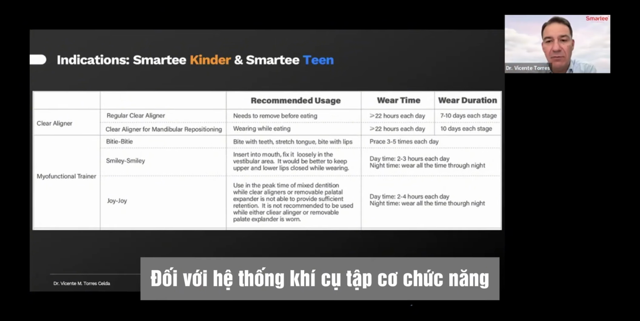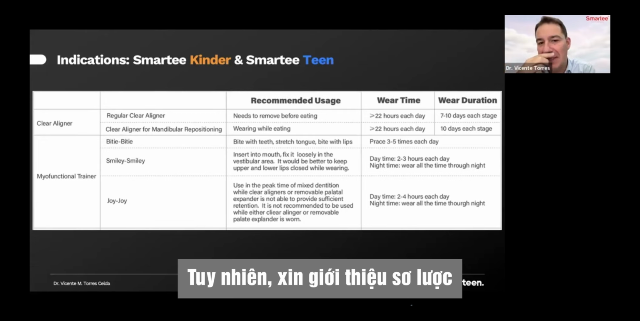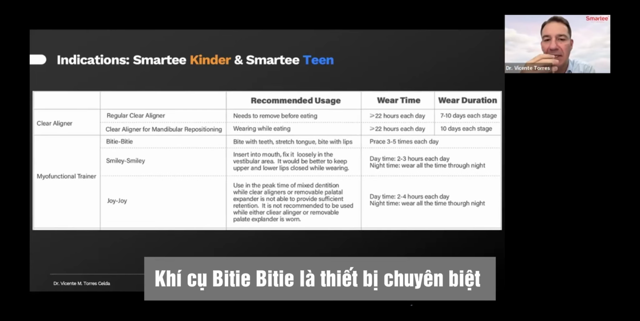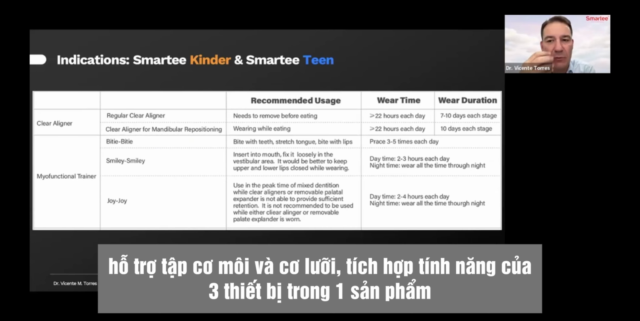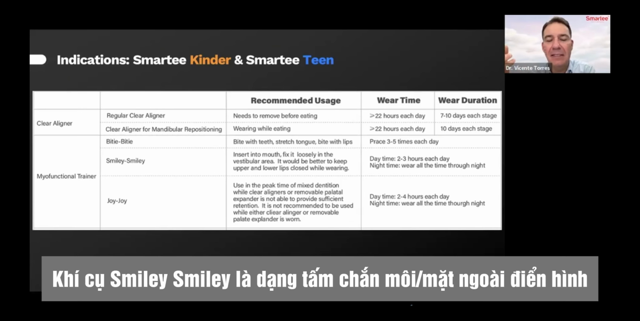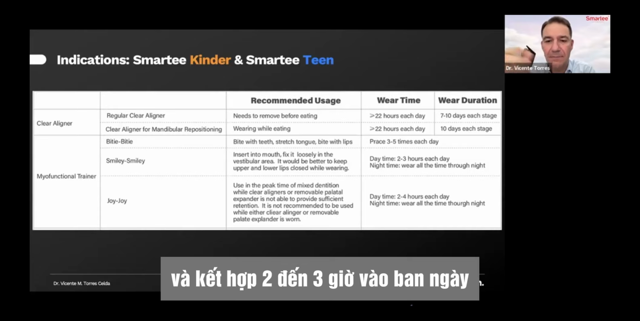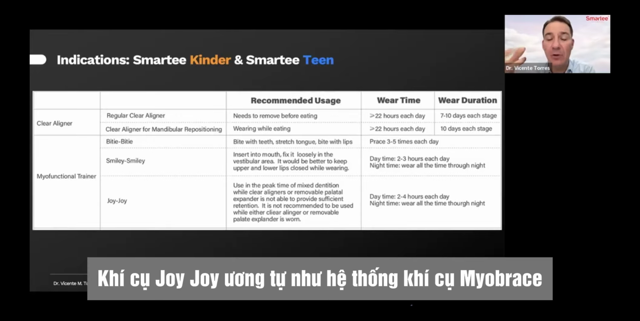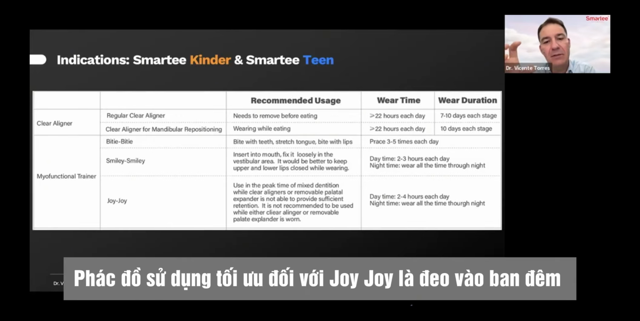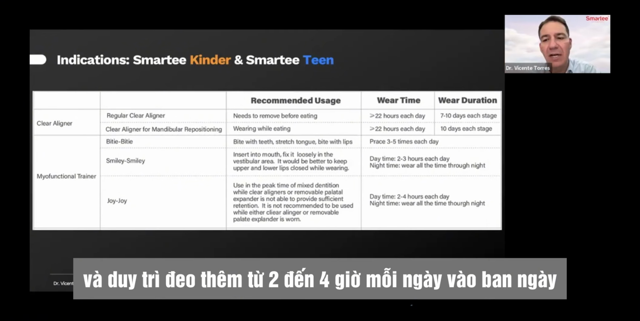And the myofunctional trainers, of course, this is different, because I don't want to explain this now; we would need a lot of time for the myofunctional part. But the Vite is a special device for the lips and the tongue. It's 3 devices in one. The ideal is to practice around 3 to 5 times per day. And the Smartee is the typical oral screen, normally used during night time and 2 to 3 hours per day. And the Joy is similar to the MyoBrace appliance. With the MyoBrace appliance, the ideal is using it at nighttime as well as the Smartee, and during the daytime for 2 to 4 hours each day.